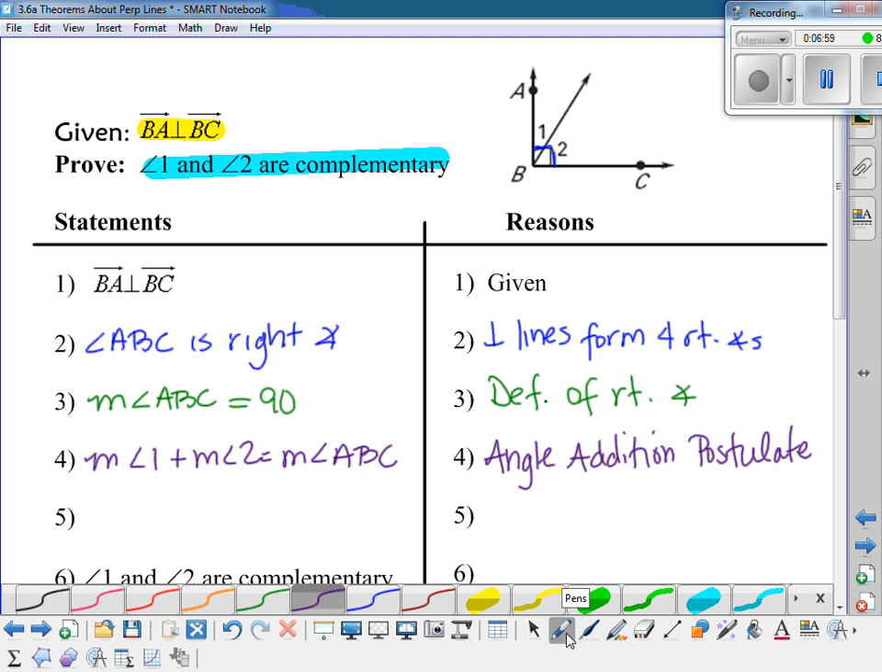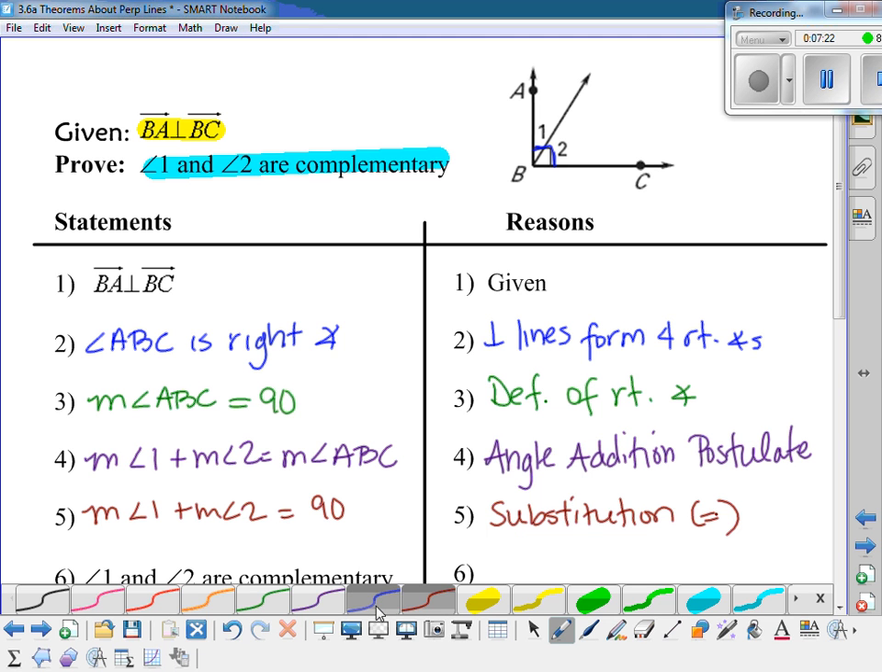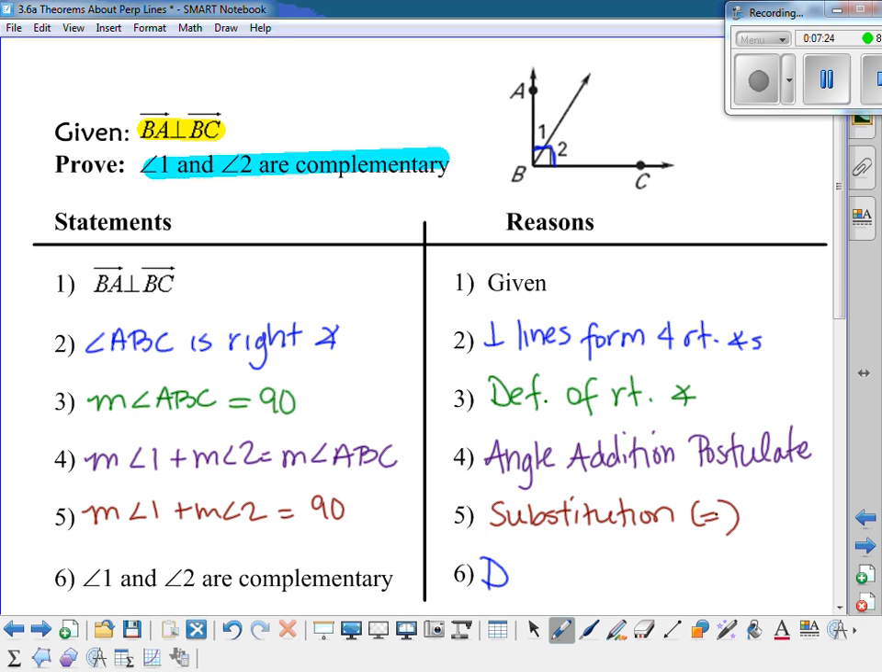And now, because angle ABC equals 90, I can substitute that in. I can say the measure of angle 1 plus the measure of angle 2 is equal to 90 by the substitution property of equality. And therefore, I know 1 and 2 are complementary because that's what it means to be complementary. It's the definition of complementary angles.